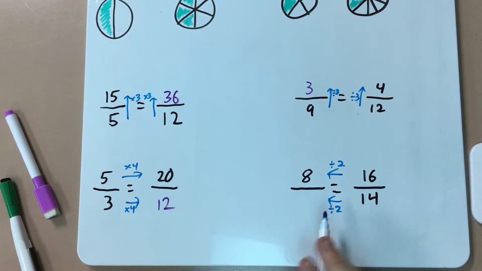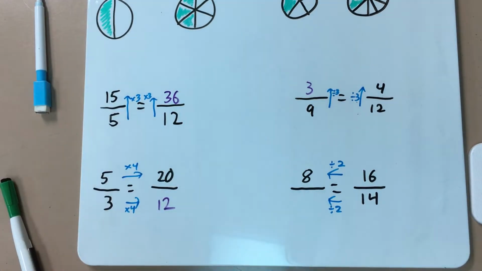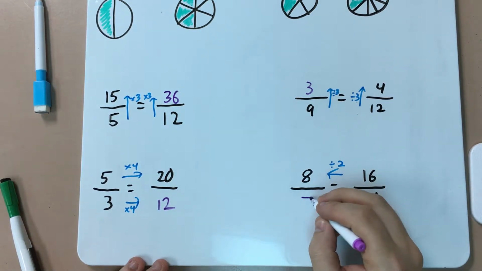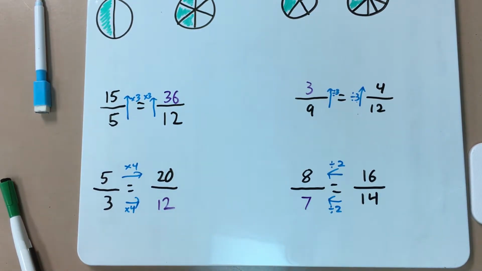So now 14 divided by 2 would give me what? Well, if you look at your times tables, or if you know this in your head, you should get an answer of 7. So 8/7 is an equivalent expression to 16/14.